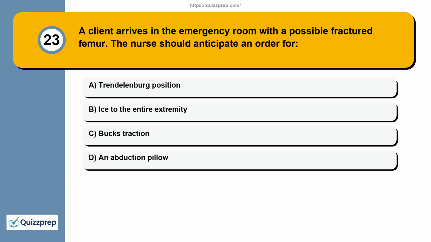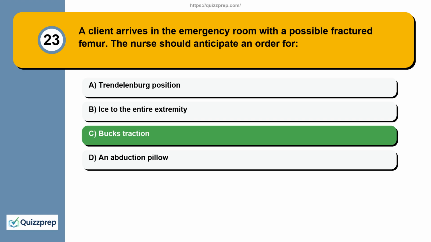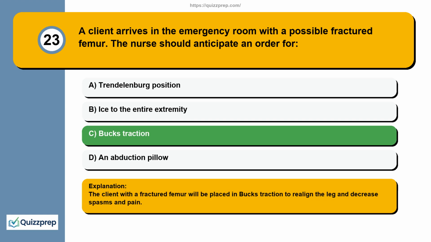Question 23. A client arrives in the emergency room with a possible fractured femur. The nurse should anticipate an order for Trendelenburg position, ice to the entire extremity, Buck's traction, an abduction pillow. The client with a fractured femur will be placed in Buck's traction to realign the leg and decrease spasms and pain.